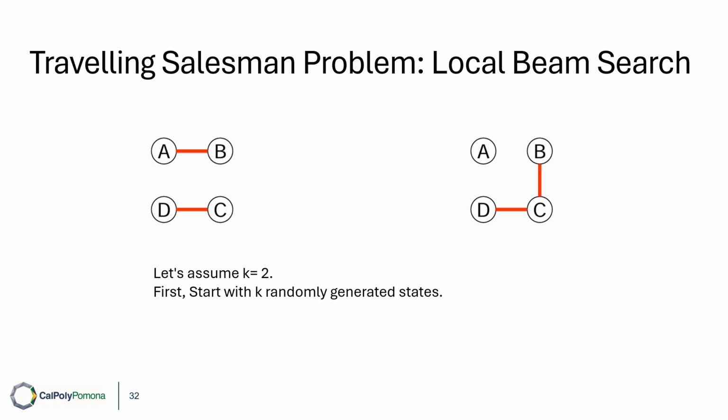Now let's connect this concept to the traveling salesman problem. Imagine a salesman who has to visit several cities and return to the starting point, minimizing the total distance traveled. This is a classic optimization problem. Local beam search can be applied effectively to these problems. Here is how it works.